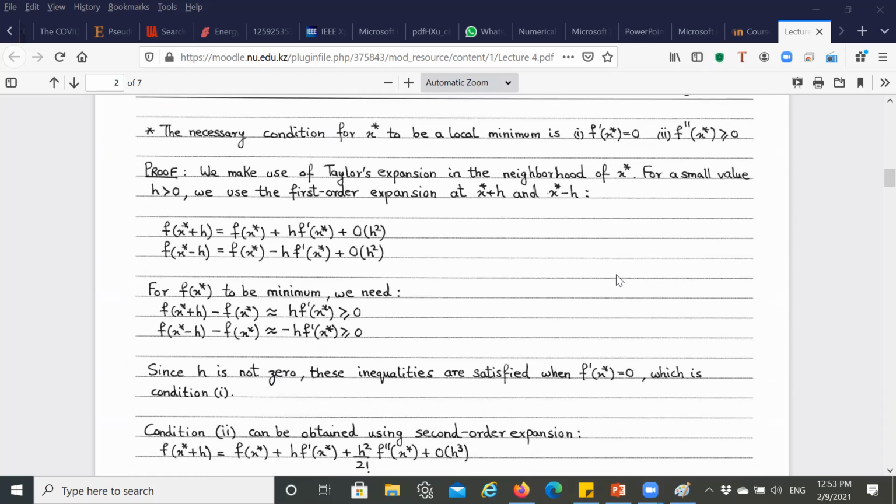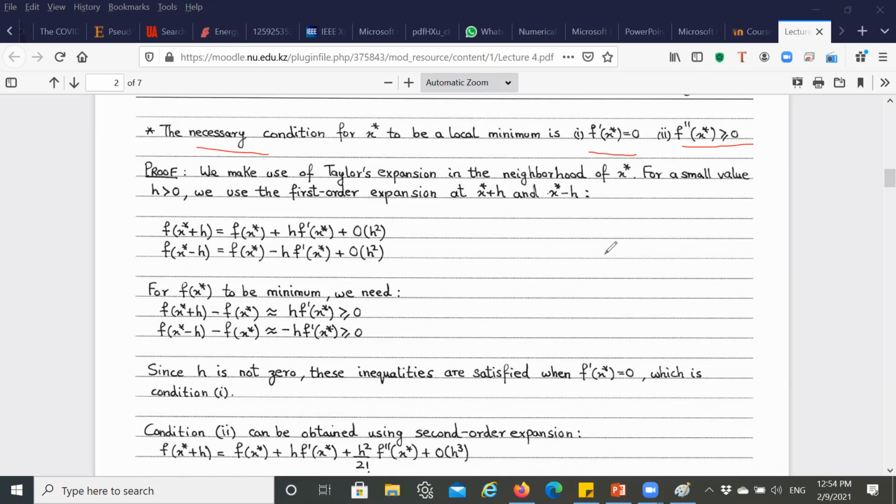Now, if you go back to what we had studied earlier, we talked about the necessary condition for x naught to be a local minimum. The first condition was that the first derivative should be equal to 0. The second condition is that the second derivative should be greater than or equal to 0. Remember, this is a necessary condition, not a sufficient condition. That's why we have greater or equal to 0.